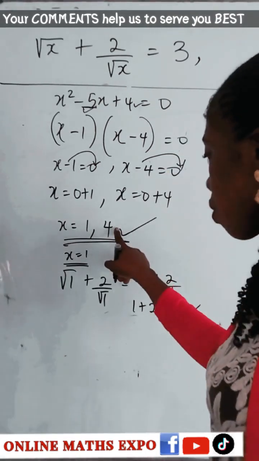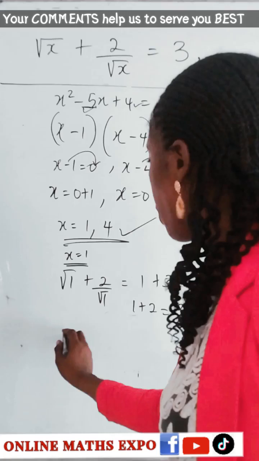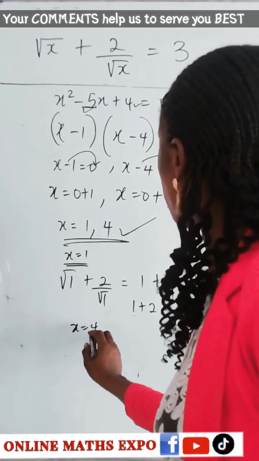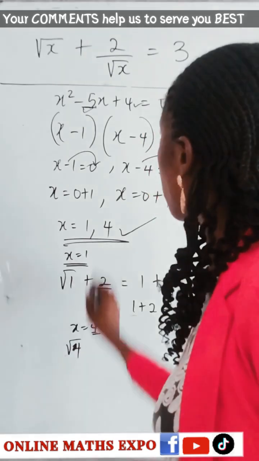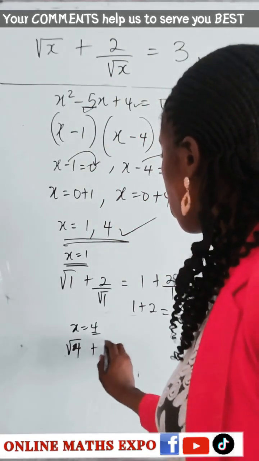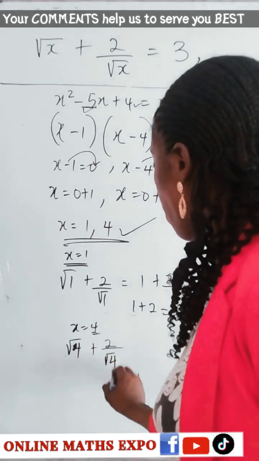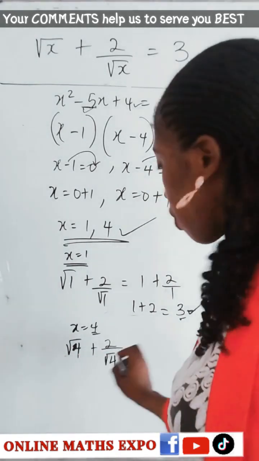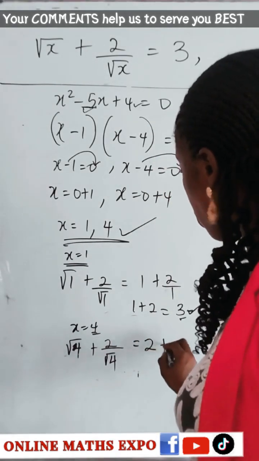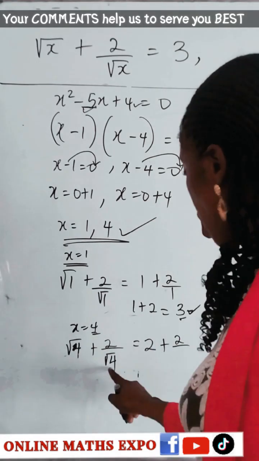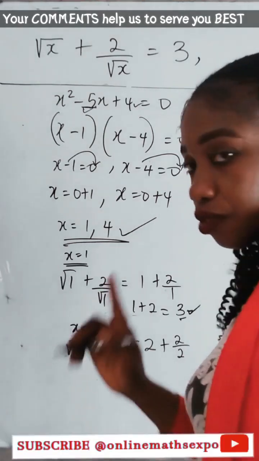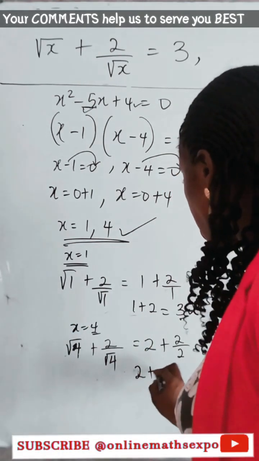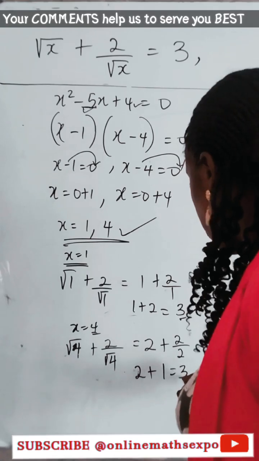Let's also test for when x is 4. So when x is 4, what do we have? We have square root of 4 plus 2 over square root of 4. What is square root of 4? Square root of 4 is 2. This is 2 over square root of 4, which is also 2. Okay? And 2 divided by itself is 1. So we have 2 plus 1 to also give us 3.